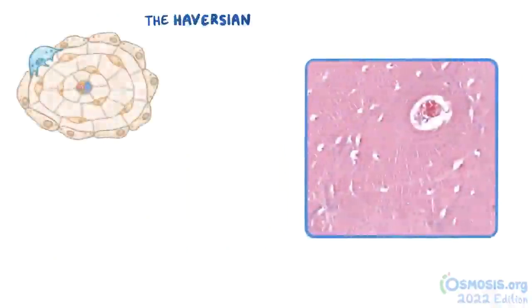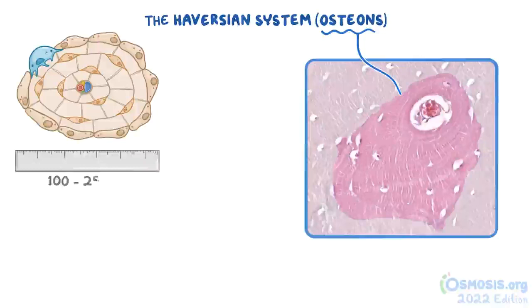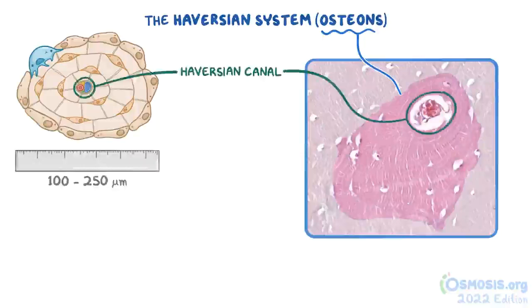Okay, let's take a closer look at compact bones, which have structural units called the Haversian system, or osteons. An osteon consists of concentric lamellae, or layers, with a diameter of about 100 to 250 micrometers and a central canal called the Haversian canal. This canal contains small blood vessels and nerves, as we can see in this image. We can see a small blood vessel and remnants of nerve fibers as well.